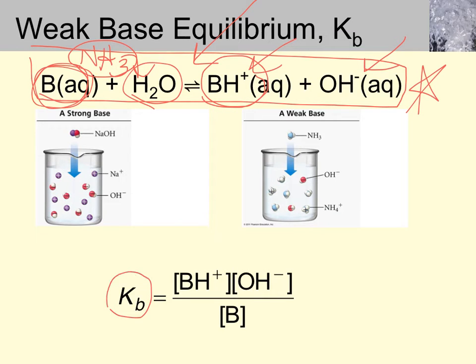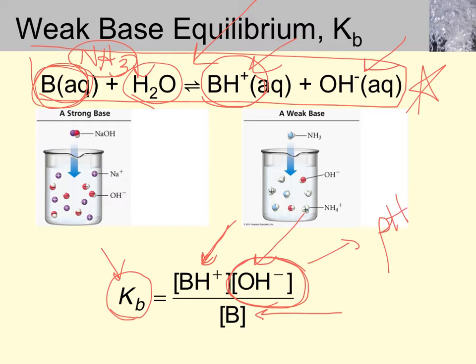And the Kb expression then is the conjugate acid of the original base, times the concentration of hydroxide, over the only reactant, of course, which is the original base. So when you're working with Kb, what you're trying to find is the concentration of hydroxide. Remember that, because the problem might actually ask you for pH, which means you've got to convert the hydroxide to hydronium ion before you can get pH.